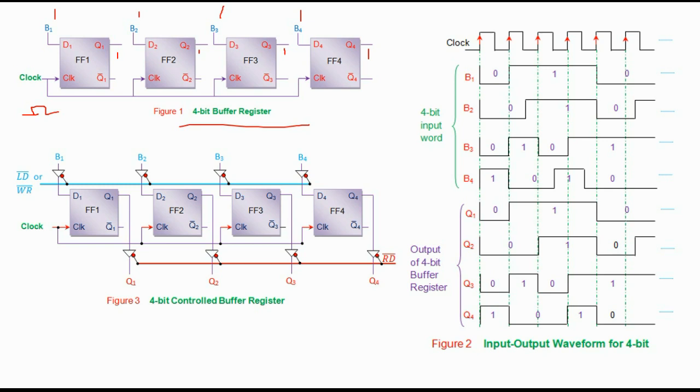Say for example, this is the clock signal. These are called positive edges, and at each positive edge one bit is sent to the output. See, at the first positive edge, B1 appears. This one is Q4. That means B4 appears at the positive edge, right?